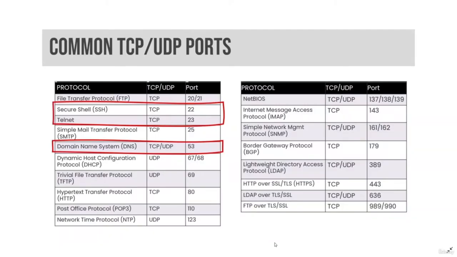SMTP is the Simple Mail Transfer Protocol, which is used to transfer email between servers. SMTP servers listen on TCP port 25. POP version 3, also known as Post Office Protocol, and IMAP, also known as Internet Message Access Protocol, are used for client-server email access, which use TCP ports 110 and 143, respectively.